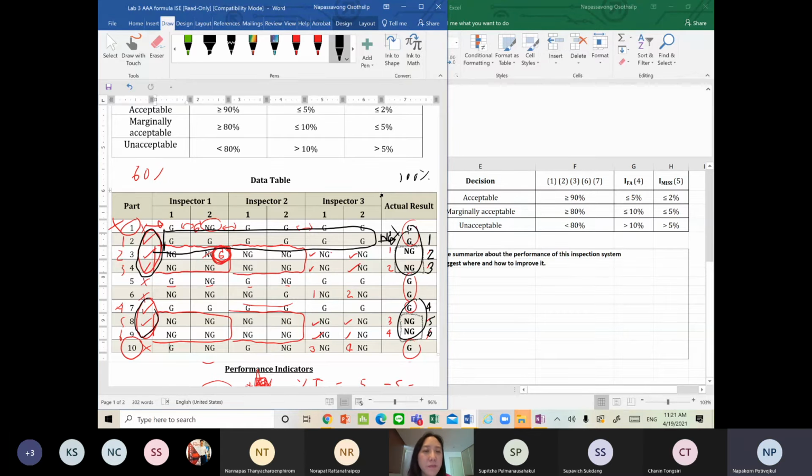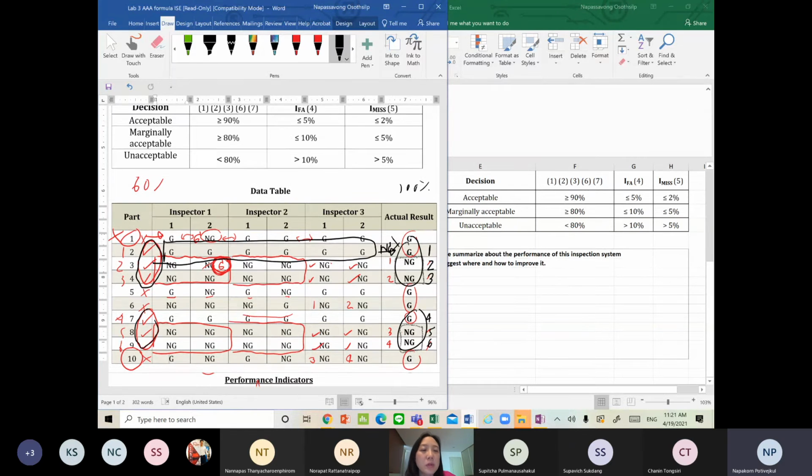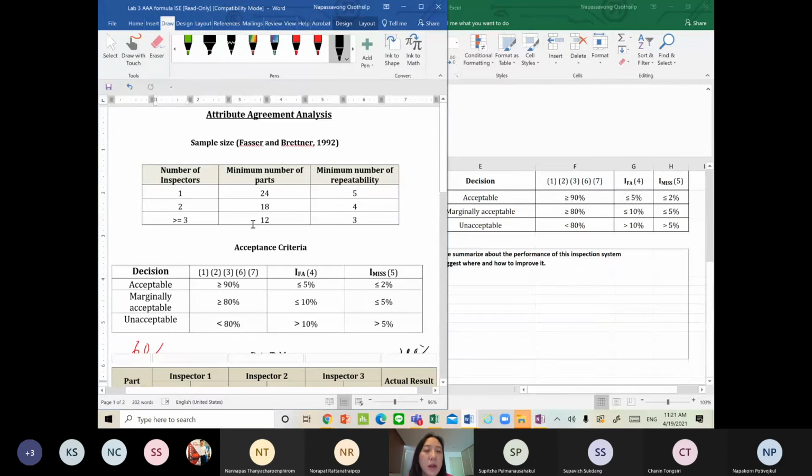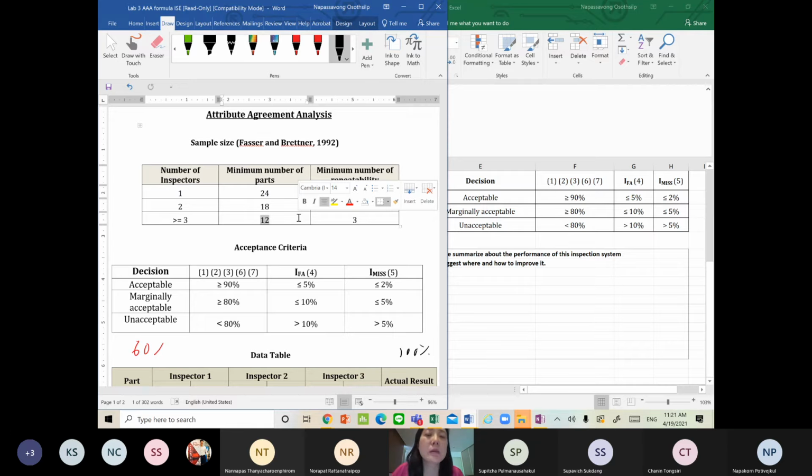It's not enough, right? Not enough. Okay, so about the number of parts, what do you think? It should be increased to 12. Okay, good. Now we have 10, but this table says that we need 12. So we should do more, 2 parts, and then combine it with the result from the 10 parts. We need 2 more parts to inspect.